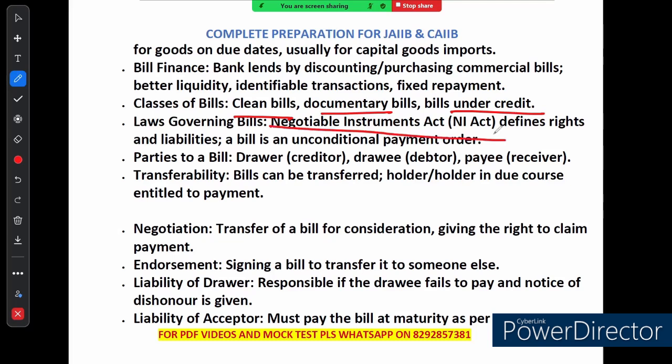Now there are three parties to a bill, as you know. The first is the drawer. The drawer is the one who is owed the money, that is the creditor. The drawee is the one who owes money, that is the debtor.